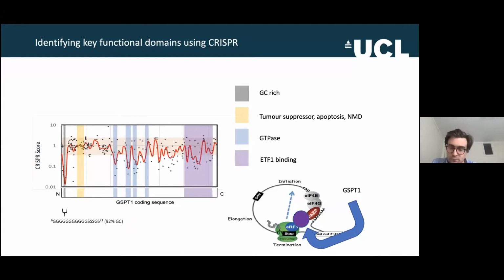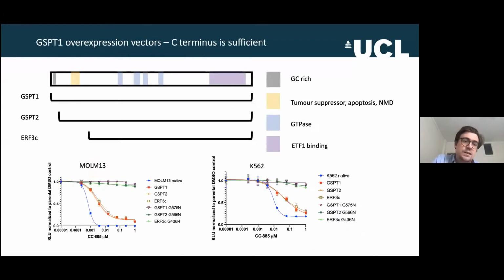We wanted to validate this, and so we generated some GSPT1 overexpression vectors, including some isoforms. GSPT2 looks exactly the same, essentially, apart from not having the GC-rich area, and then a short isoform, which really only has the GTPase domain and the ETF1 binding domain. And we also generated drug-resistant constructs. Celgene had reported that G575 was a critical binding point, and the dogma from the zinc finger structures as well as GSPT1 is that this critical glycine is absolutely required.